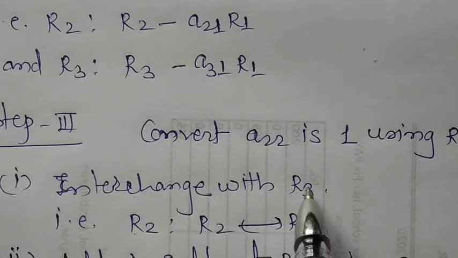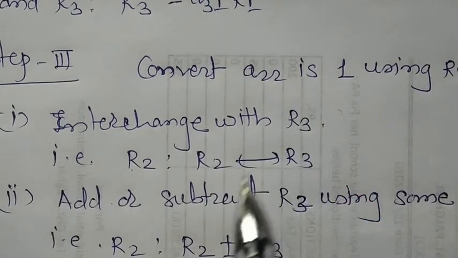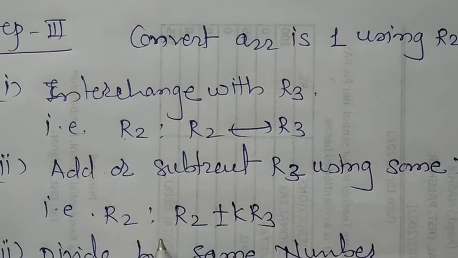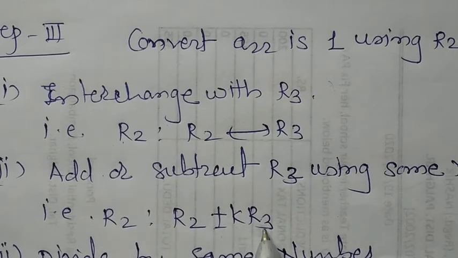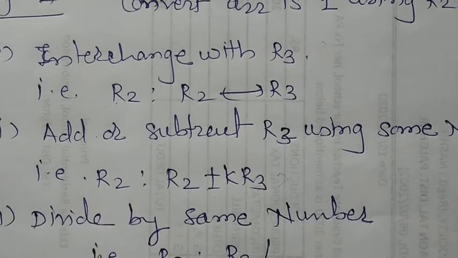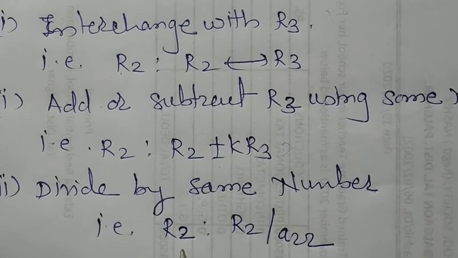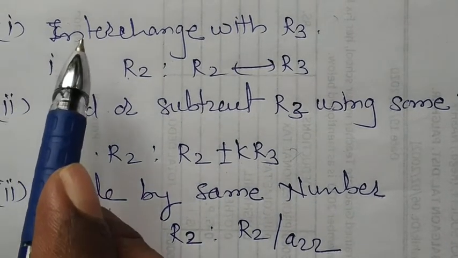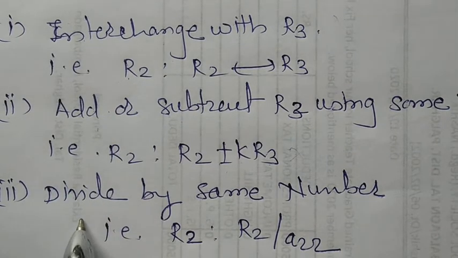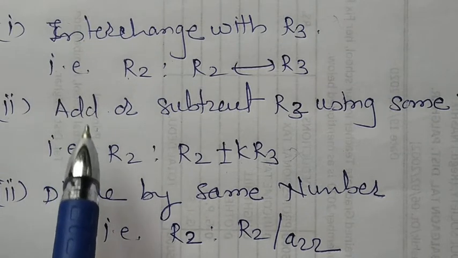If this is not possible and the test fails, then the second test is to add or subtract R3 using some number, that is, R2 equals R2 plus or minus k of R3. Take addition or subtraction with R3 and it will be possible to get 1. If this test fails again, then the stage is to divide by the same number, that is, R2 divided by A22. There are again 3 stages: first interchange, second addition or subtraction, third division. Using this rule you can proceed in the same manner.